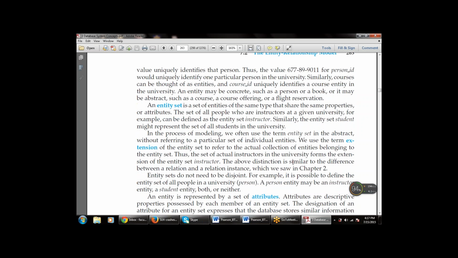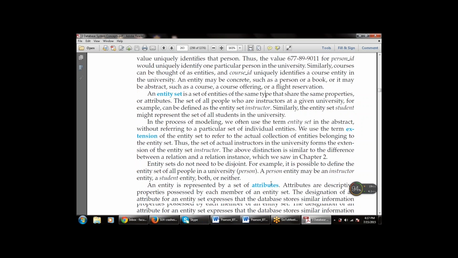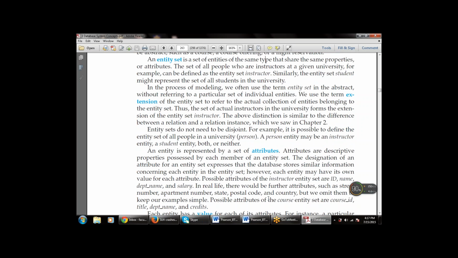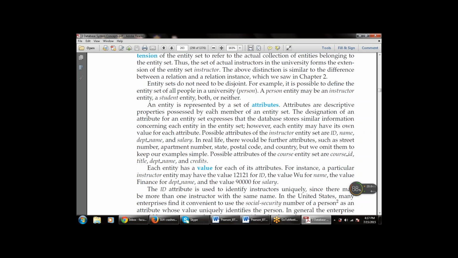So we have discussed what entity sets are and how to represent them, and we have also discussed that every entity is represented by a set of attributes. These are the properties that are possessed by each member of an entity set.